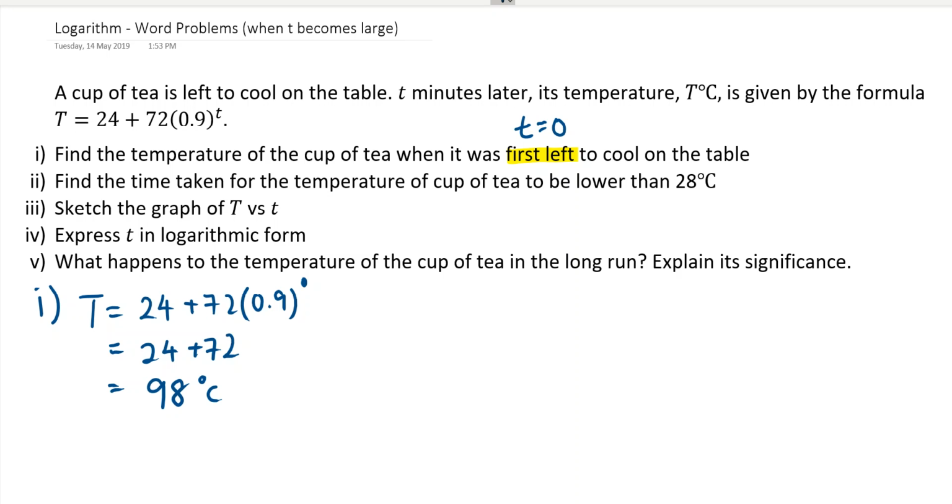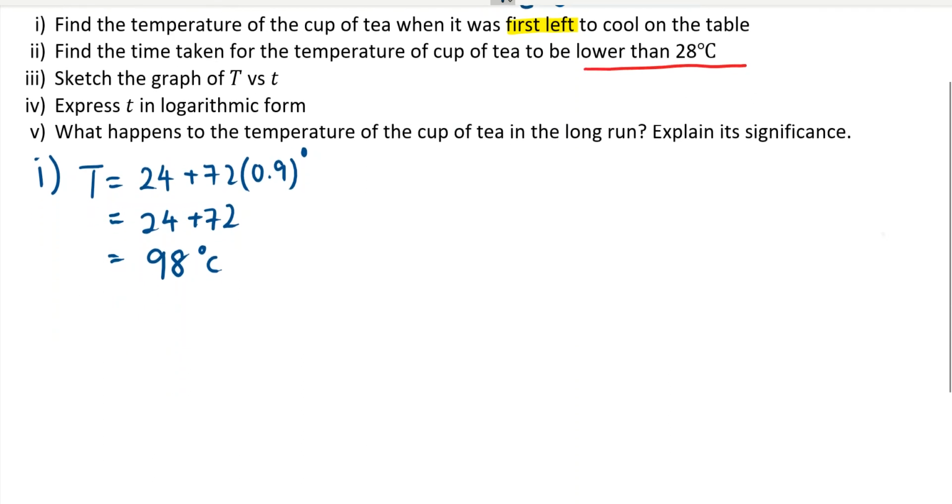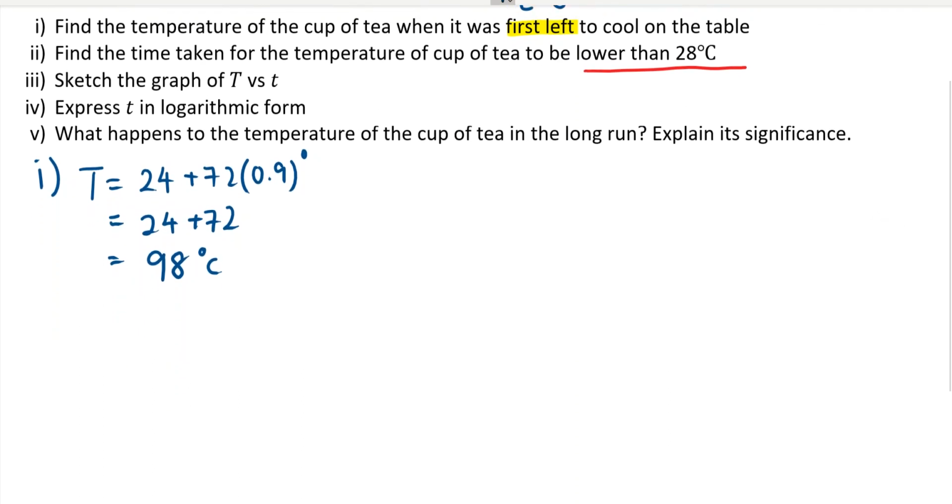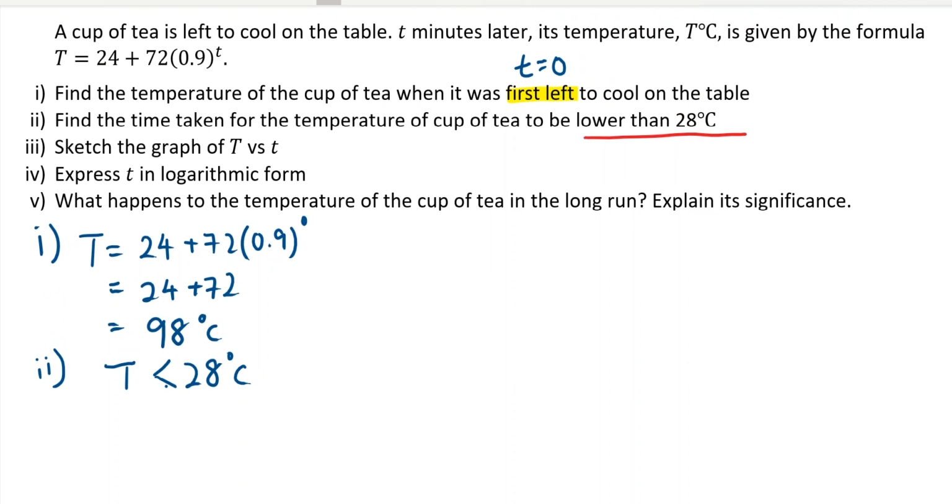Part 2, find the time taken for the tea to be lower than 28 degrees. This is a question that most students struggle with. Now, if you want to be good in math presentation, always make sure that you are doing it step by step. What do I mean by that? So for part 2, temperature lower than means it must be less than 28 degrees Celsius. And what is T? T is equals to 24 plus 72, 0.9 to the power of t, and this must be less than 28.